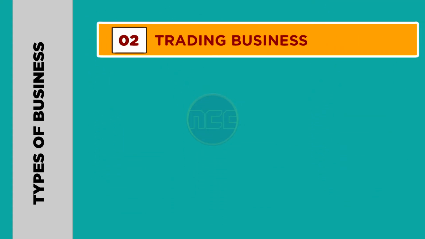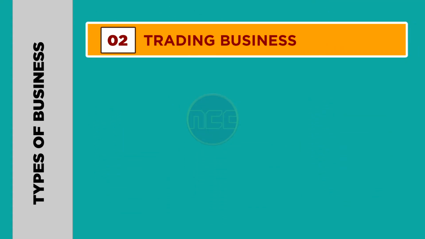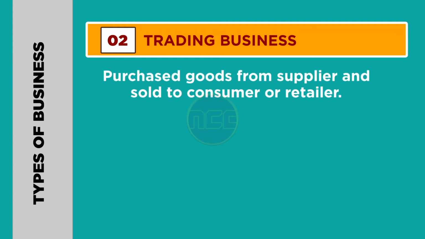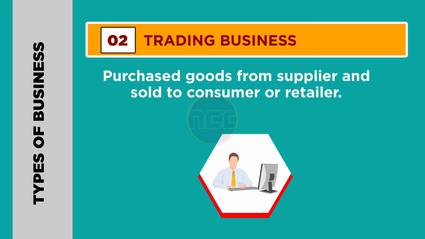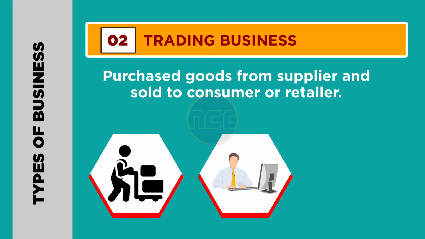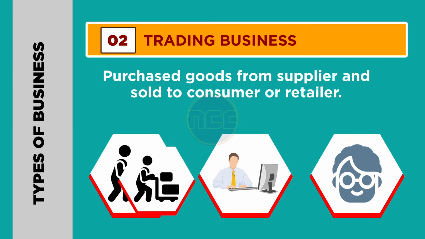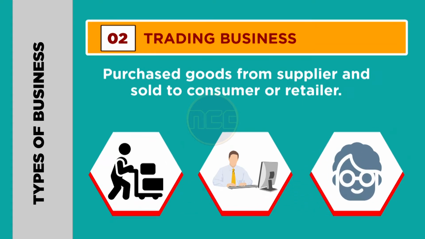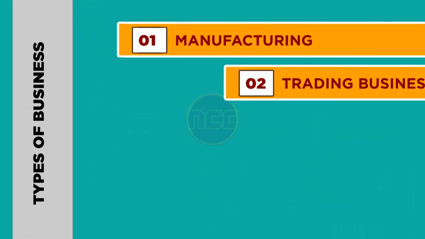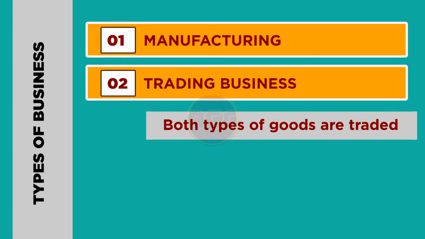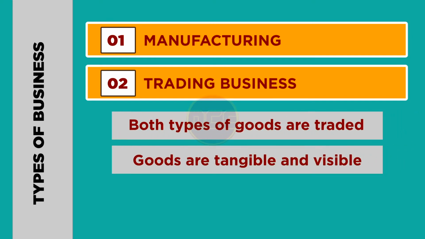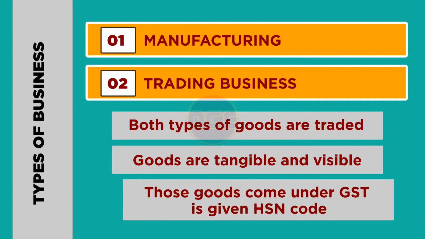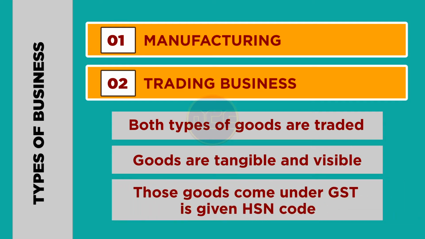Then second is the trading business. Here a trader purchases goods from a supplier and sells to a customer or retailer. For example, a trader purchases a computer from a supplier and sells to a customer. Here a trader gets commission. In both types, manufacturing and trading, goods are traded. Goods are tangible and visible. Those goods which come under GST are given the HSN code.